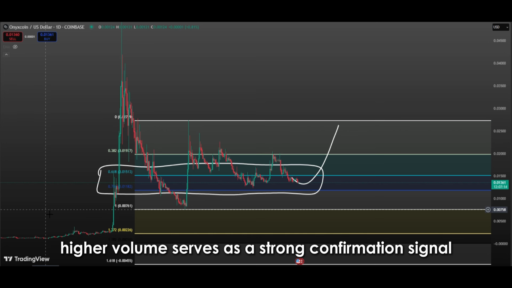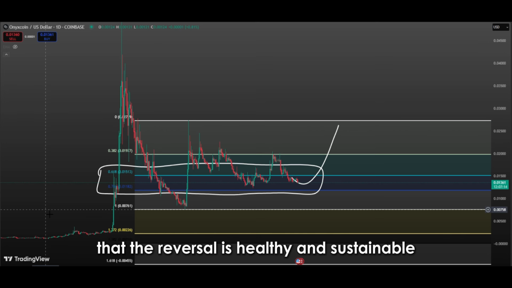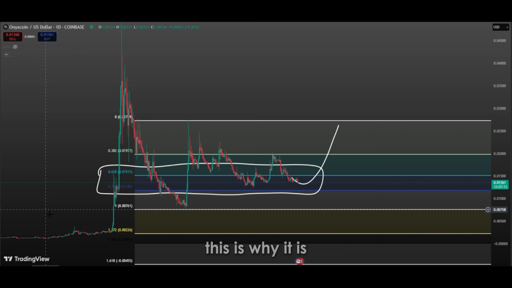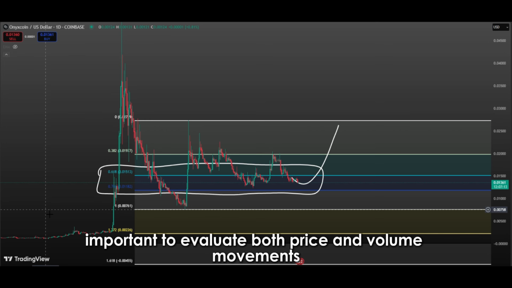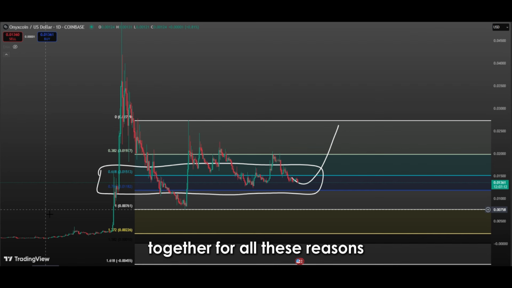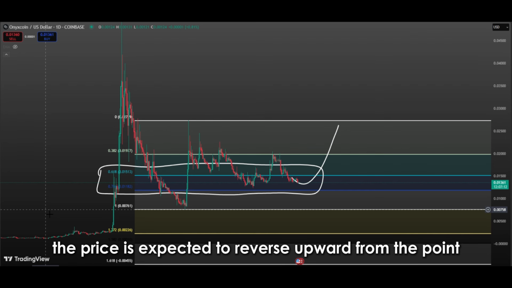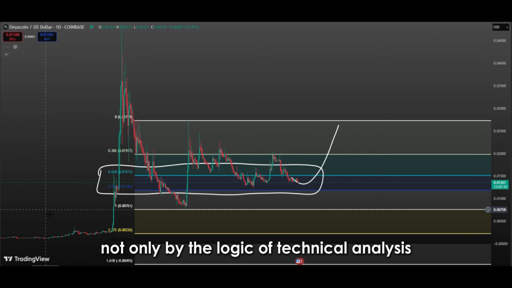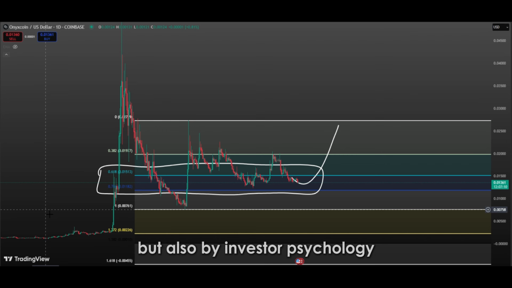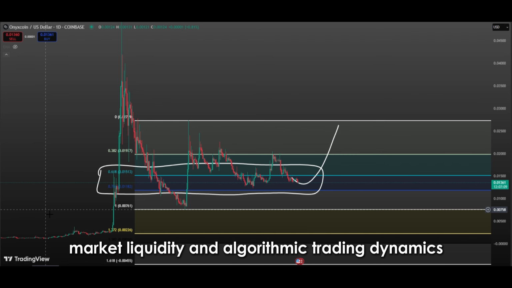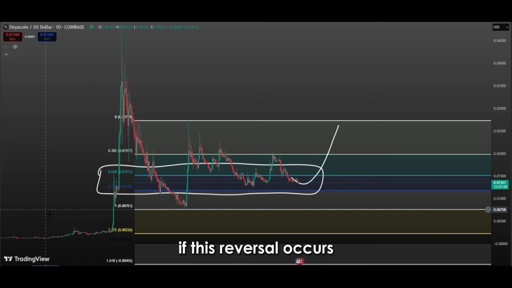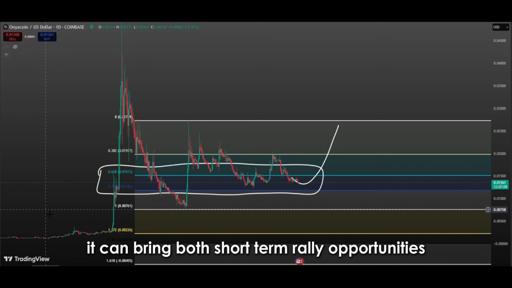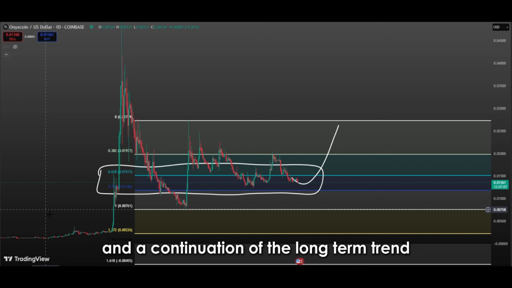Higher volume serves as a strong confirmation signal that the reversal is healthy and sustainable. This is why it is important to evaluate both price and volume movements together. For all these reasons, the price is expected to reverse upward from the 0.618 and 0.786 Fibonacci levels. This reversal is supported not only by the logic of technical analysis, but also by investor psychology, market liquidity, and algorithmic trading dynamics. If this reversal occurs, it can bring both short-term rally opportunities and a continuation of the long-term trend.